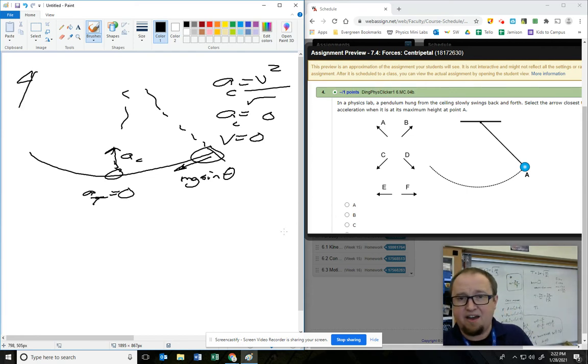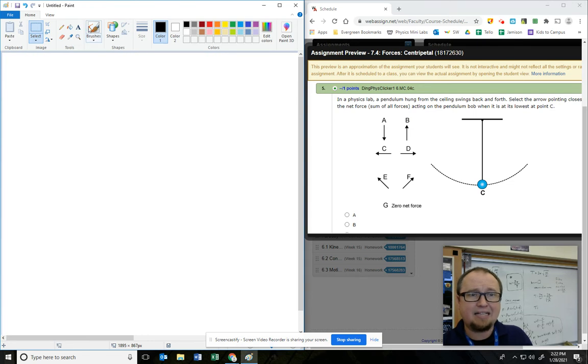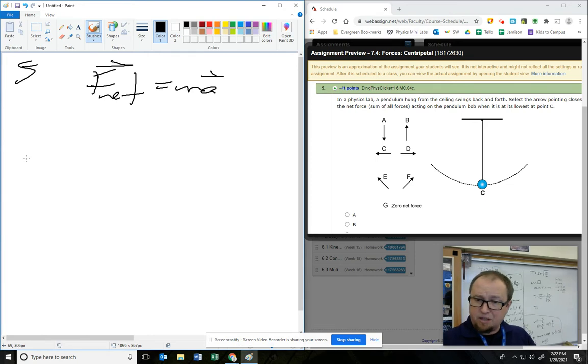Let's see what we can do at number five. Let's do some damage. Net force is exactly like number three. F net equals ma. Whatever direction the acceleration is, that is the direction of the F net. So if your acceleration is towards the center, your F net will also be towards the center.